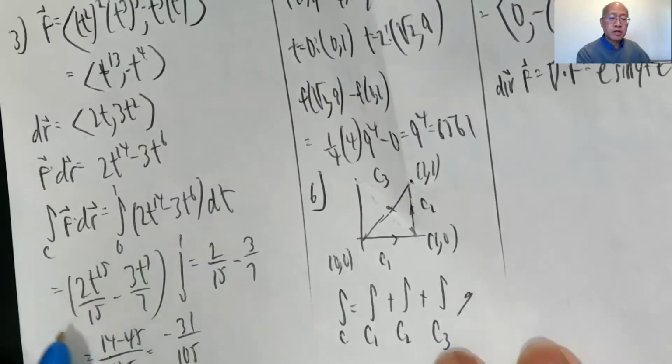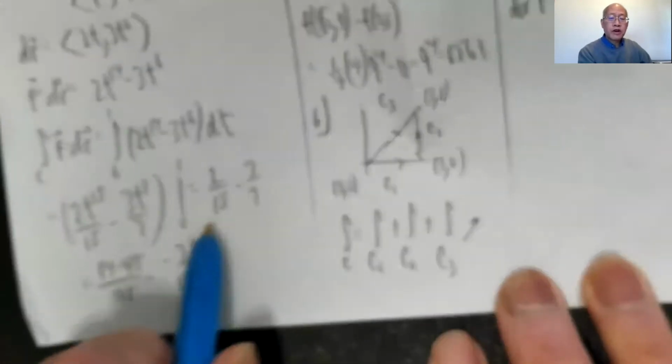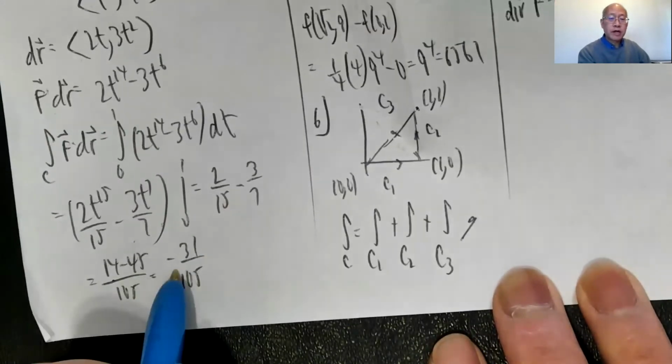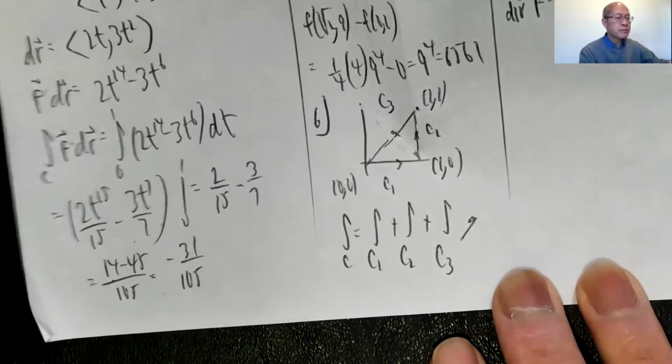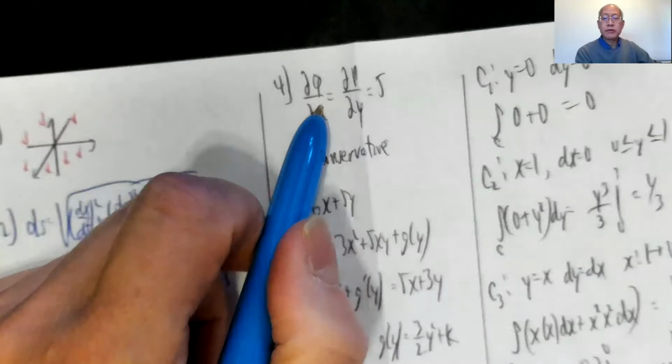That's 2t to the 15th over 15 minus 3t to the 7th over 7. Plug in 0, you get 0. Plug in 1, you have 2/15 minus 3/7, which is 14 over 105 minus 45 over 105, so negative 31 over 105. Number 4, the partial of q with respect to x is the same as the partial of p with respect to y, which is 5.